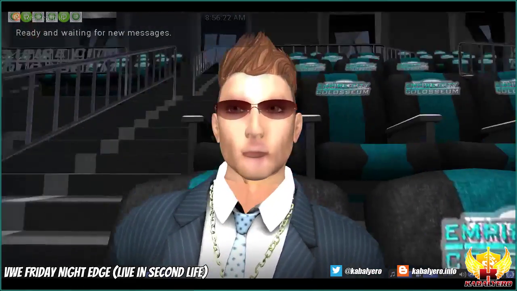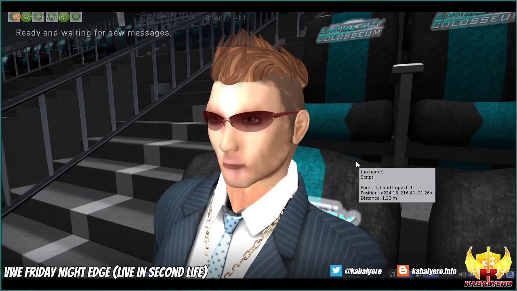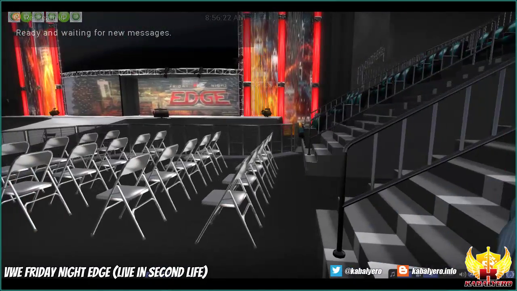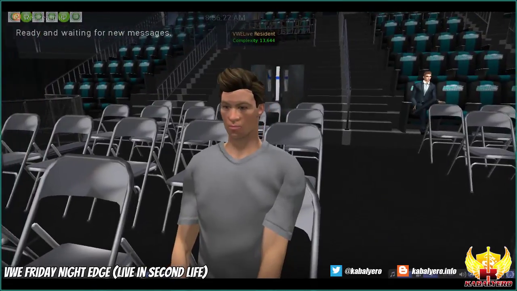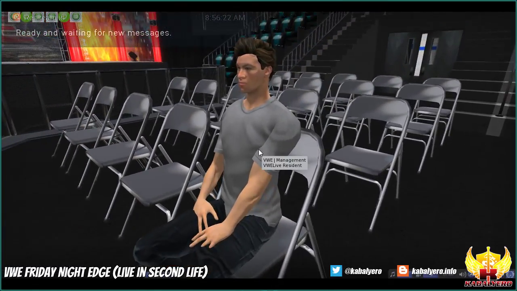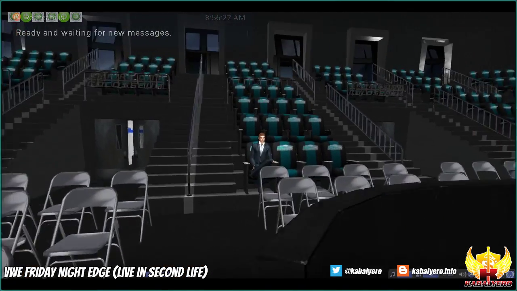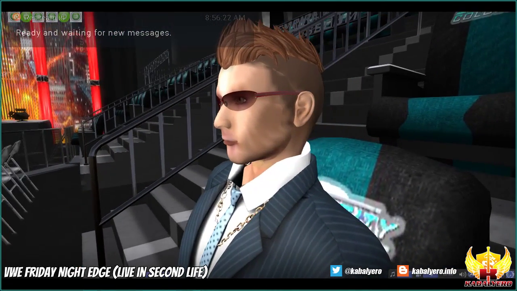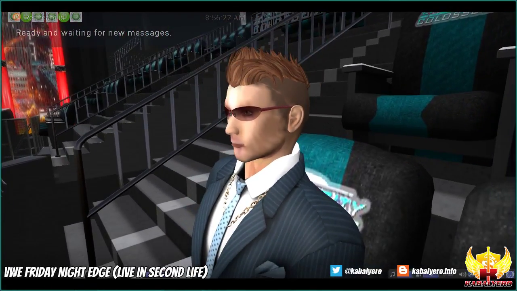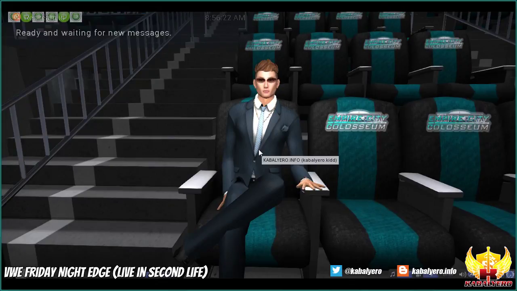If you look at my avatar's face, you'll see that the texture hasn't fully loaded. Okay, at least I'm not this guy. If you look at this guy, he is still gray. The texture of his shirt is colored gray, but now it's fully loaded. Let's go back to my avatar, and you can see that the texture of my avatar's head is still not loaded. There you go, it just loaded. So this is my current avatar in Second Life.